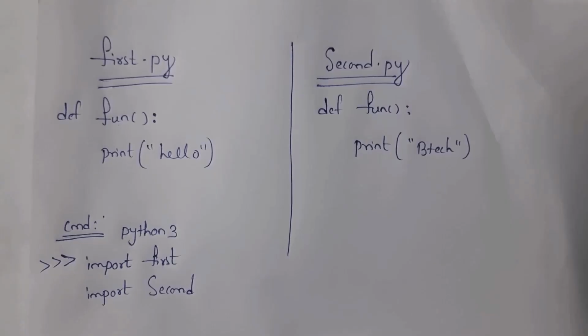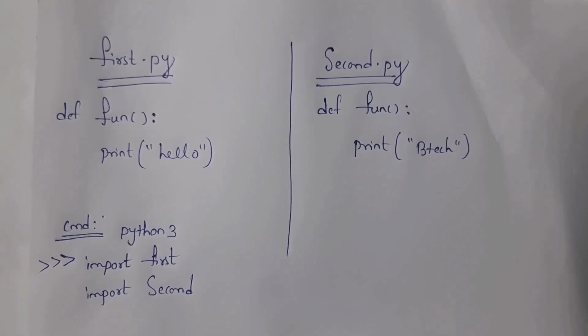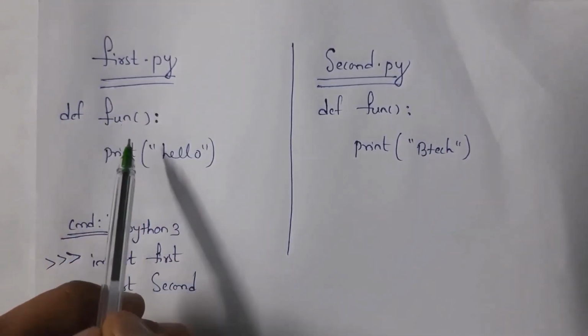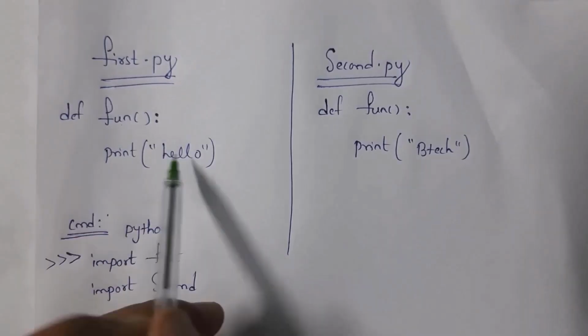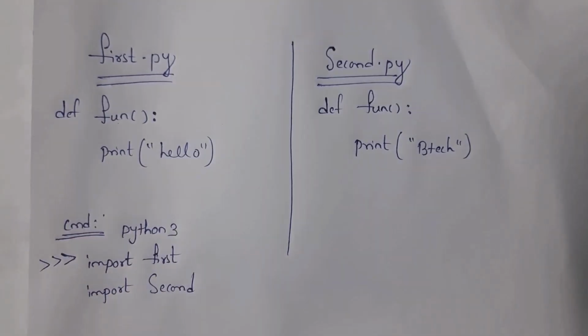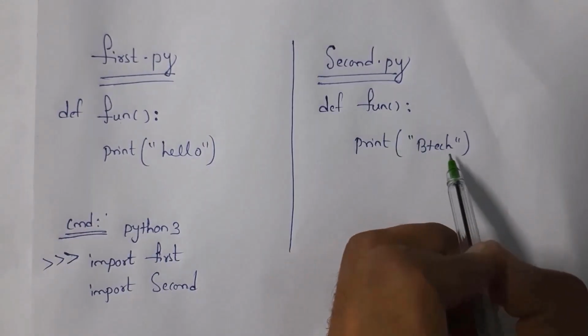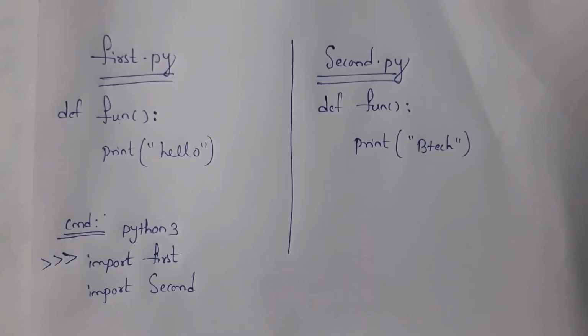Let's consider this example. Here there are two modules. One is first.py and another one is second.py. This module first.py contains a function, that is fun. Inside function fun there is a statement, that is hello. And similarly second.py, this module contains function fun, and this function contains a statement, that is print Btech. Inside the command prompt I wrote python3. And whenever you write python3 and click enter, it will open Python.